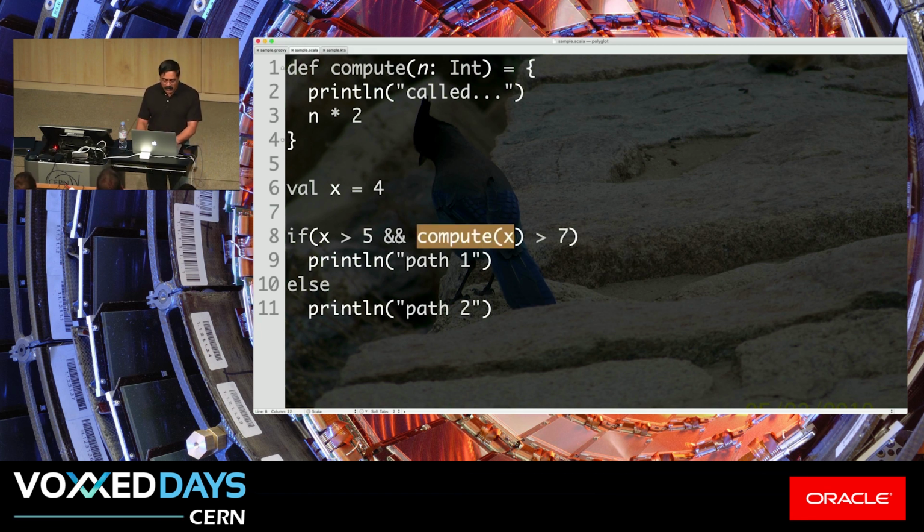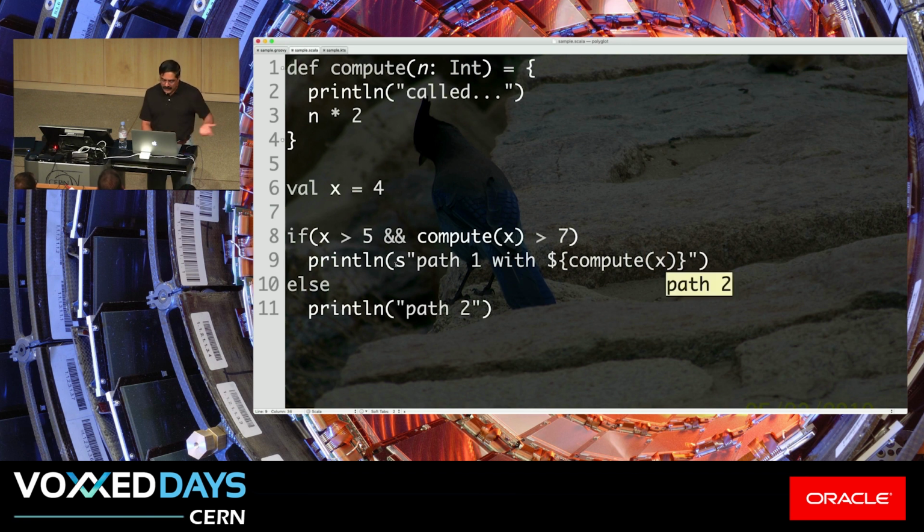On the other hand, I'm going to take this guy right here and say temp. Why? Let's go a little further. What if I really wanted to come in here and say path 1 with compute of x? So obviously in this case I want to print the value of compute, but I don't want to call it twice. That won't be very efficient. So what am I going to do? I got a bright idea. I'm going to take this code and say temp over here. That way I can simply print the temp over here.